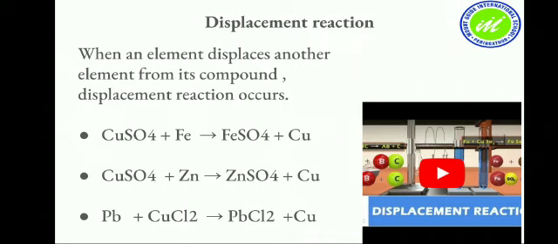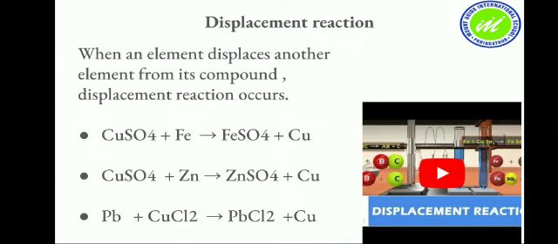Here we have metals like iron, copper, zinc. Zinc is more reactive, then comes iron, and then comes copper. So let us see the first example, copper sulfate plus iron. A metal compound, copper sulfate, is reacting with iron.